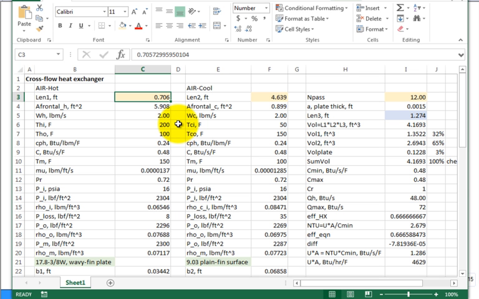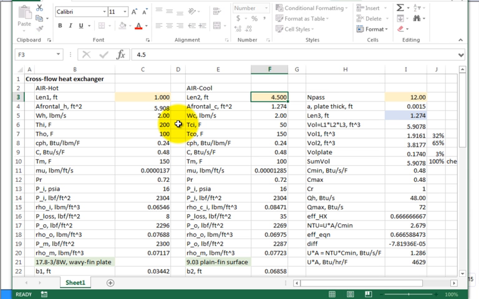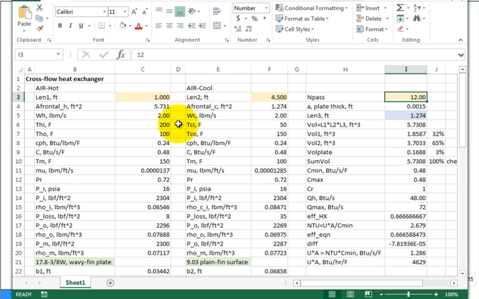All right, they wanted length 1 to be 1 foot. They wanted length 2 to be 4.5 feet. And they still wanted 12 passages. And length 3 is approximately 1.3 foot, but there's a little inconsistency. It's like, hold it. Either your end plates have a different thickness than the plates in the middle, or something. But there you go. That's the 1.3, which is close enough to 1.274.